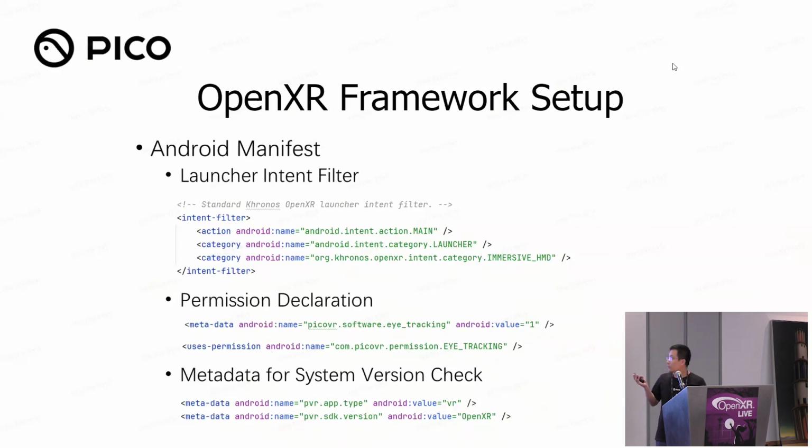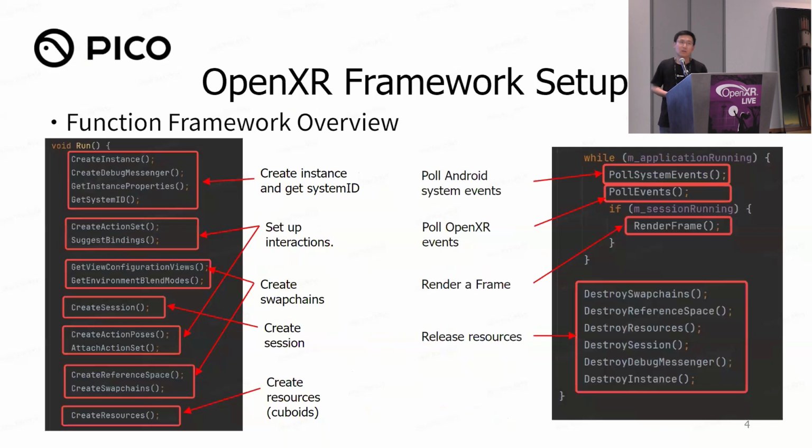Actually, if you use PICO 4 Ultra, you do not need to do any modification to this file. You just need to use the standard launcher intent filter. But if you want to use some capability that may need users' permission, you need to add the permission declaration. And it is also recommended that you add the metadata for system check and version check, because it can save you from compatibility problems.